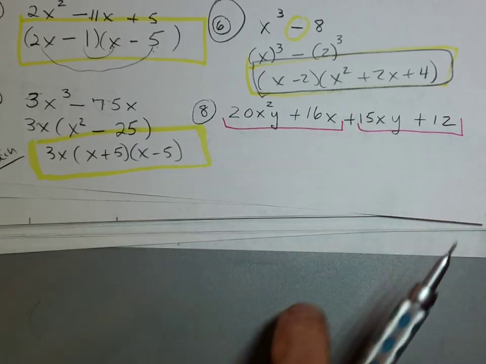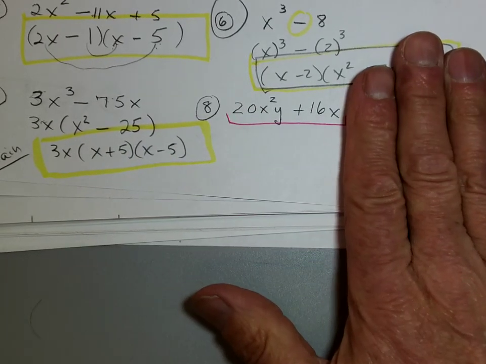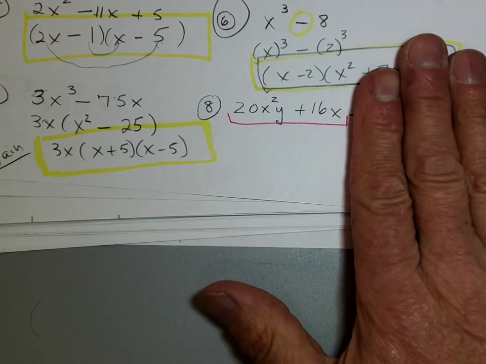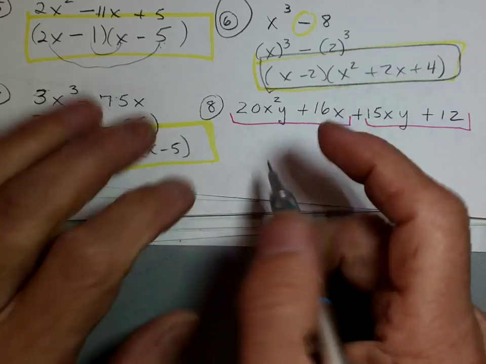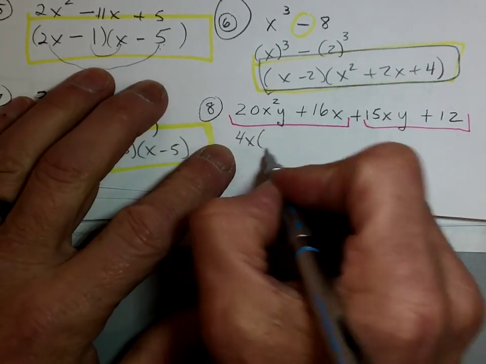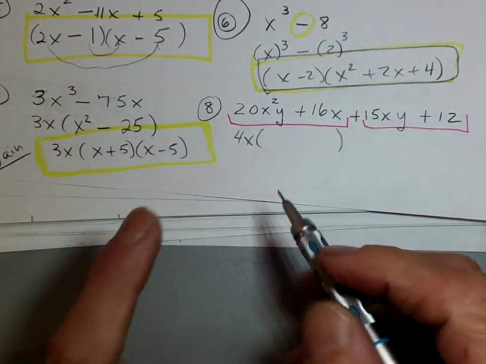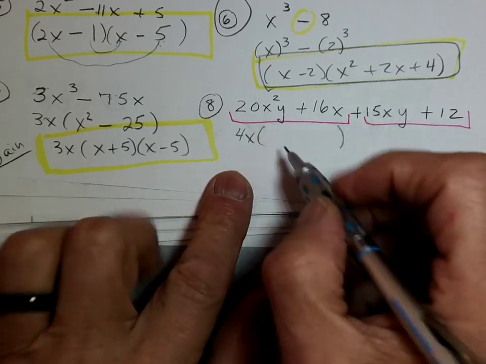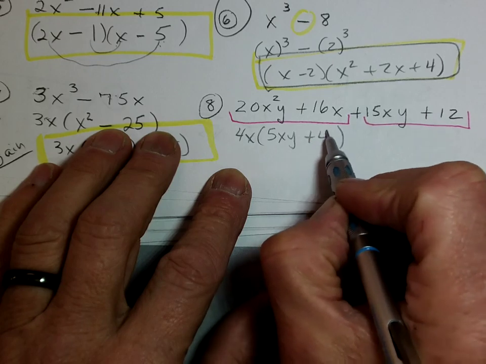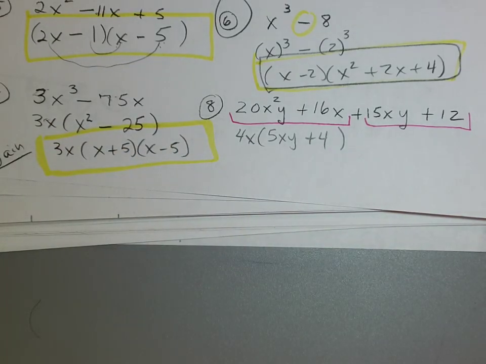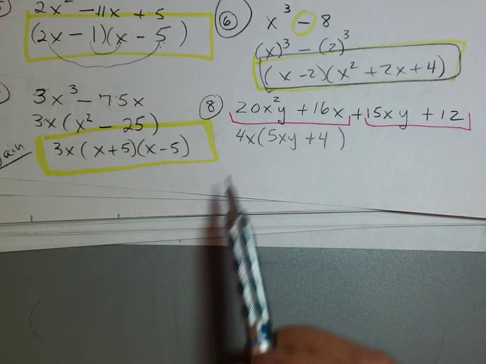Okay, so let's first just look at the first 2 terms. What do they have in common? Multiple of 4 and an x. Okay, so they have a 4 and an x in common. Okay, so if I take out the 4x, I'd be left with a 5xy plus 4. Okay, so I common factor out my 4x.